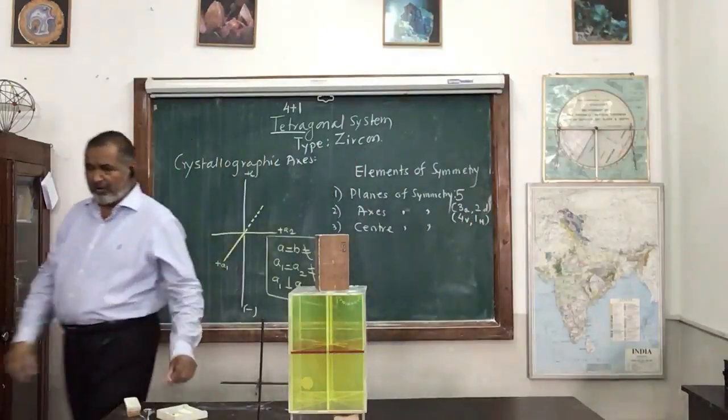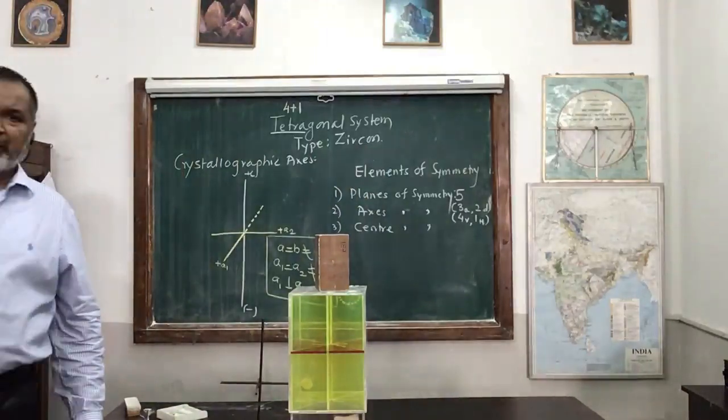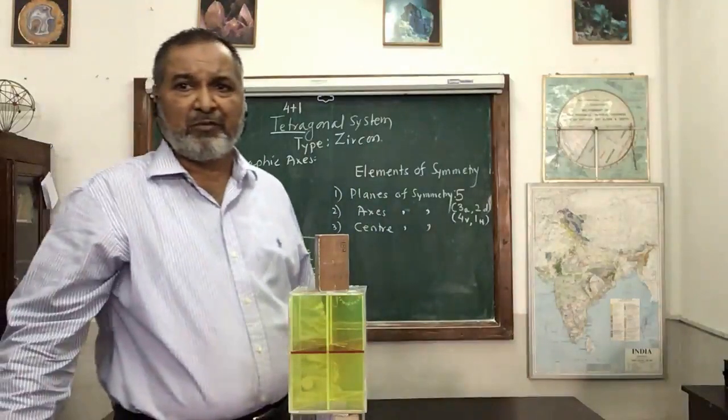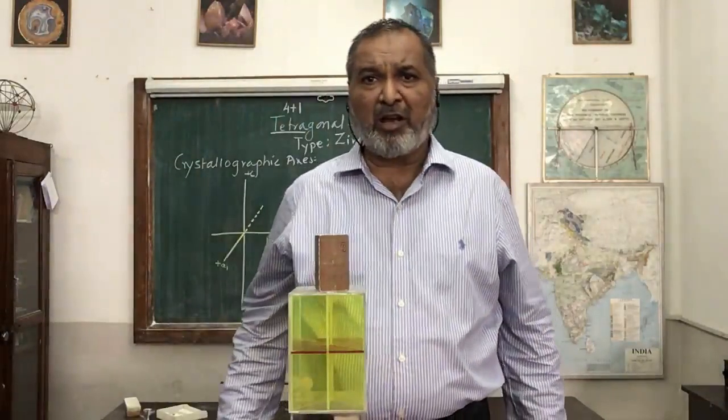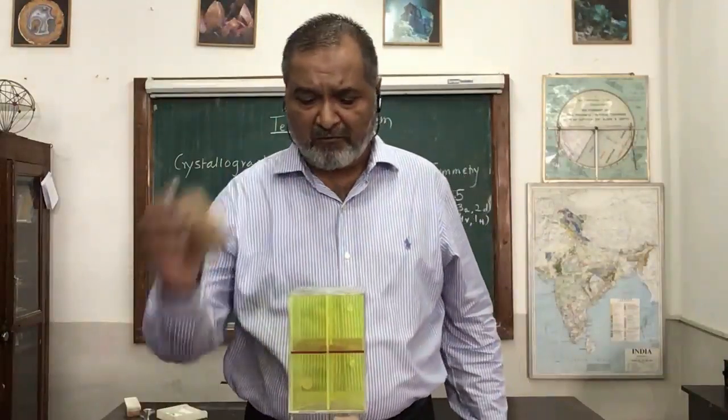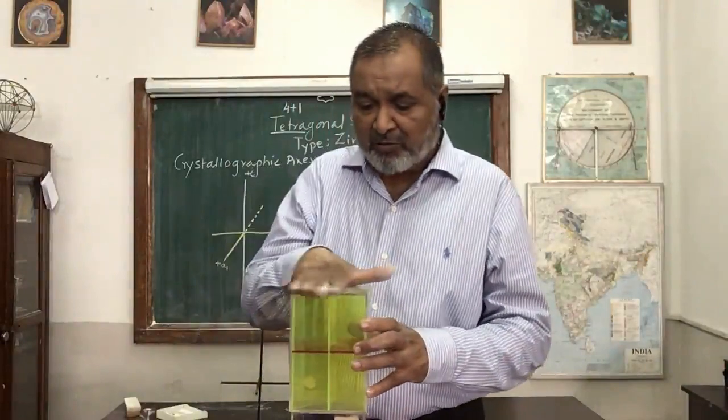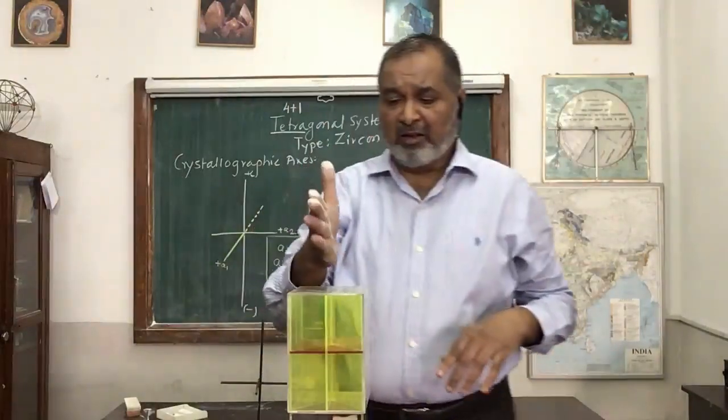This is the easiest one. 4 plus 1. Tetragonal system. 4 plus 1, so there will be 5 planes. Out of the 5 planes, 4 will be the vertical ones and 1 will be the horizontal. Come, we'll see that. What are those 5 planes which are there?